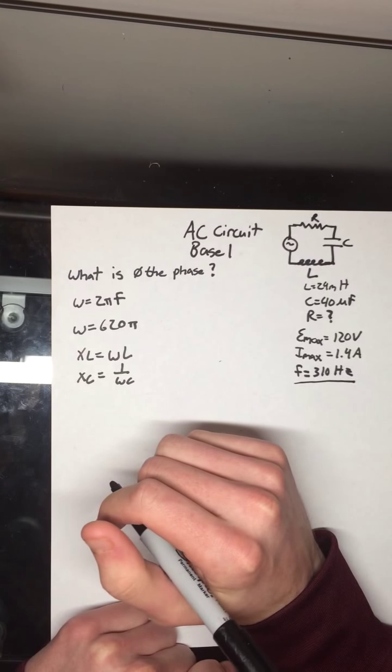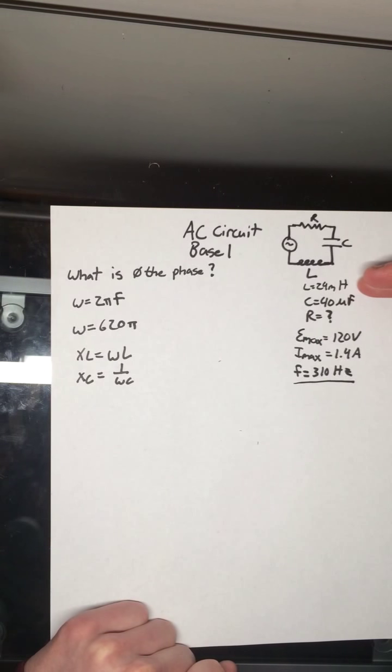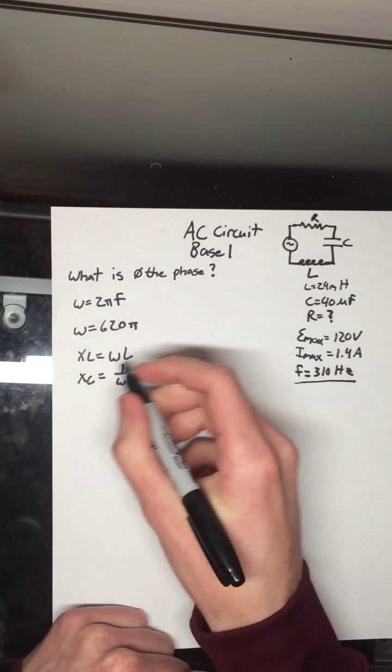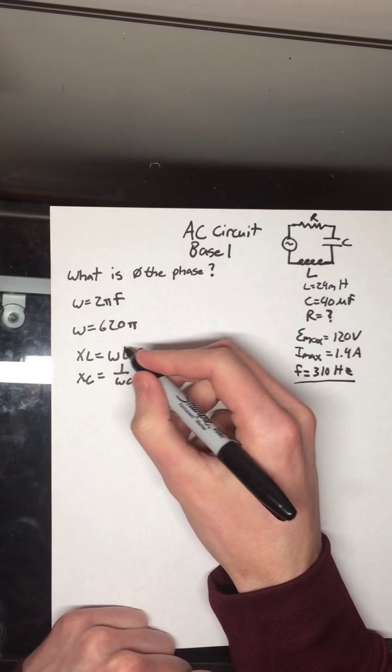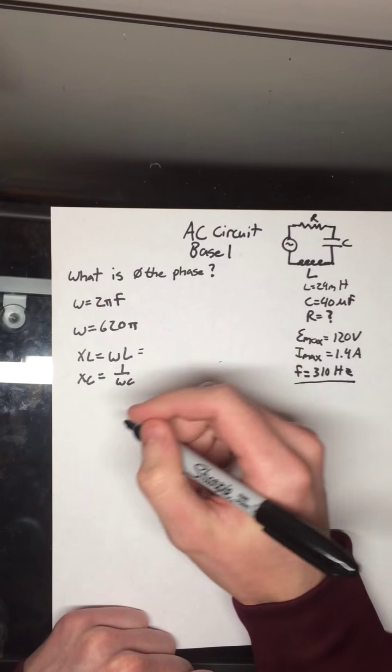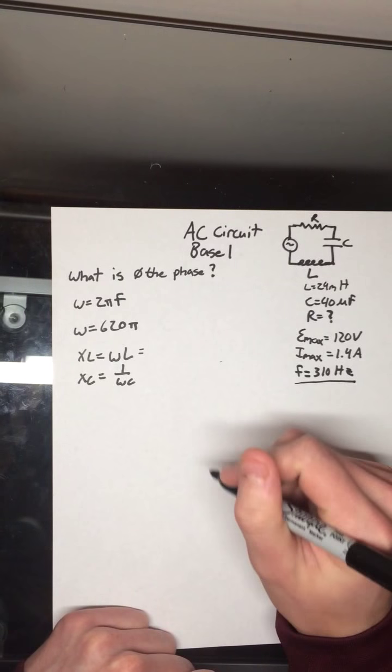And this is how I always like to set these problems up. If inductance is given and the capacitance is given, then we can create a phase diagram pretty easily. So let's find these values right now. So this equals 620 times 24 times 10 to the negative third henries, just to be in standard units.